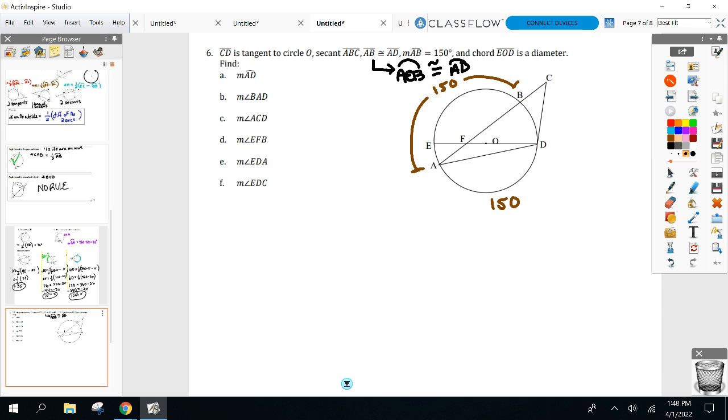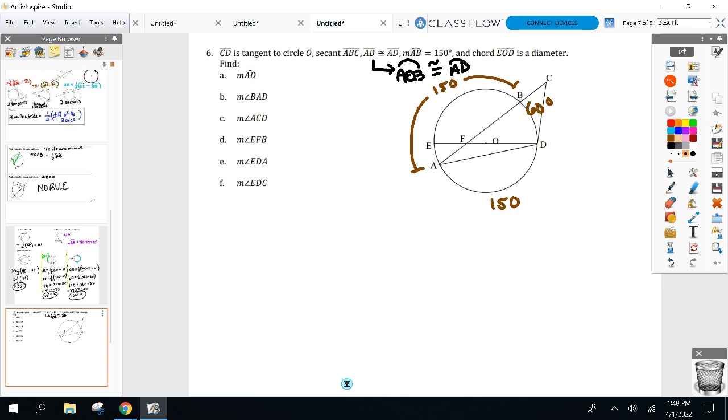Any other arcs you want to throw at me that you know? Tammy, go. BD. Yeah, it equals 60. How'd you get 60? Go ahead. So 150 plus 150 equals 300, and then 360 minus 300. It's one arc I'm missing from 360. Everyone agree? So that arc is going to be, yes, 60 degrees.